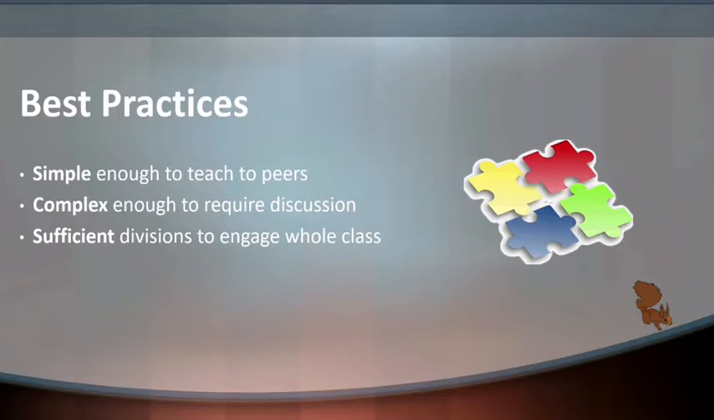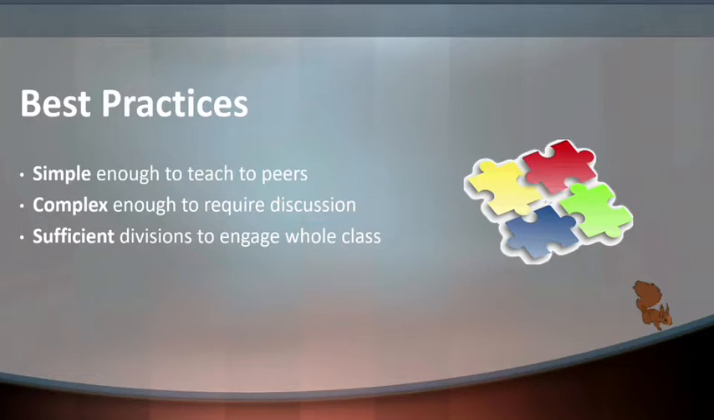Best practices include choosing a topic which will be simple enough for students with a good grasp of subject matter to teach to their peers, yet complex enough to require discussion and the design of interesting strategies for instruction, and also have sufficient subtopics or divisions to form enough groups to engage the whole class. Be clear which division each group is to work on.